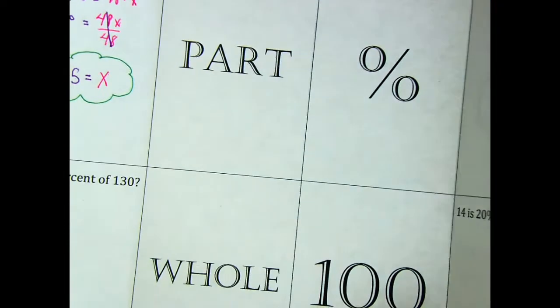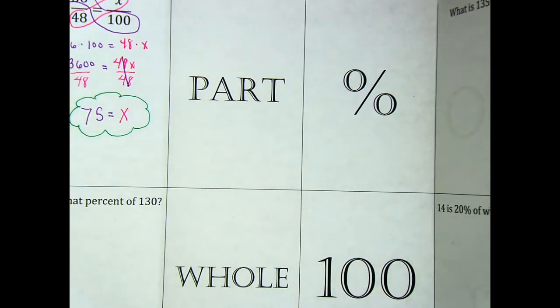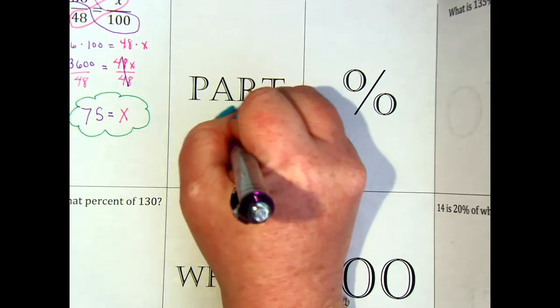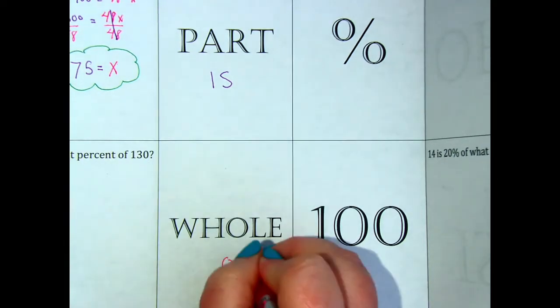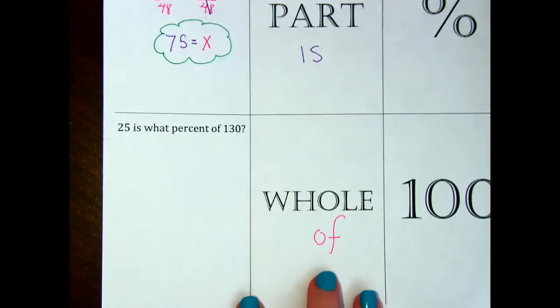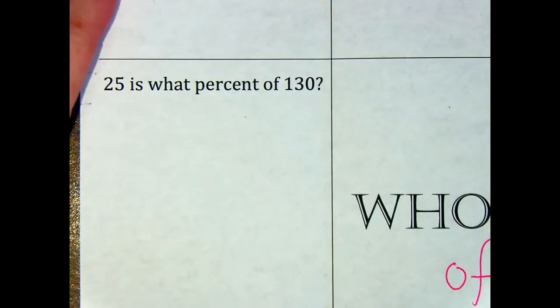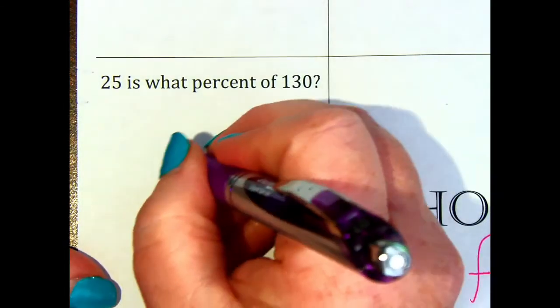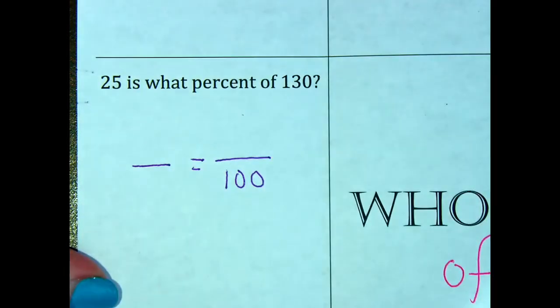Again, we're going to be doing percent proportions, and that means that we are going to be looking at part over whole is equal to percent over 100, and our part is referred to as our is, and our whole is found by looking at the word of. So let's take our first example, and it says 25 is what percent of 130. So when I know that I am dealing with a percent problem, and I'm going to solve it using ratios, my bottom right is always 100 because percent literally means out of 100.